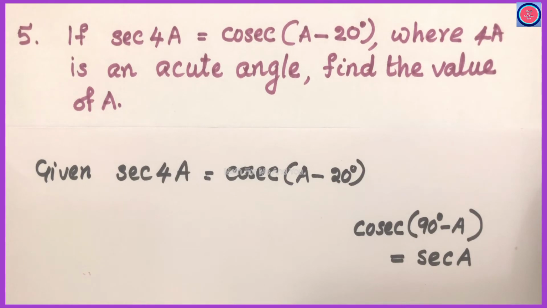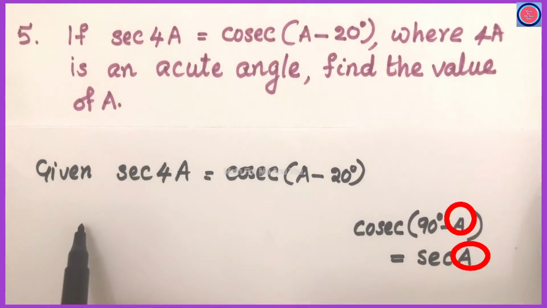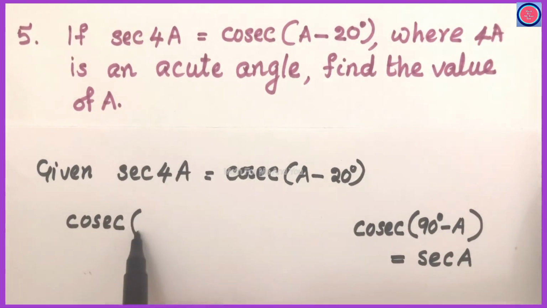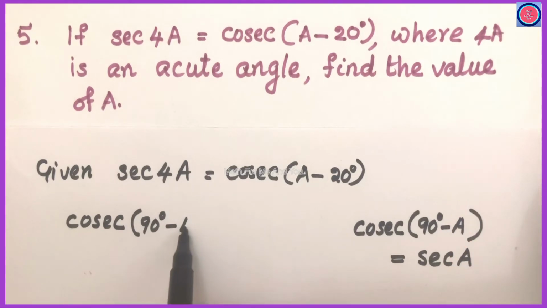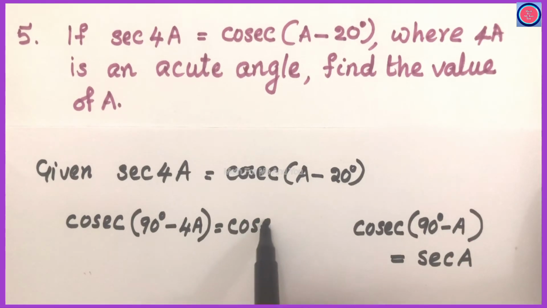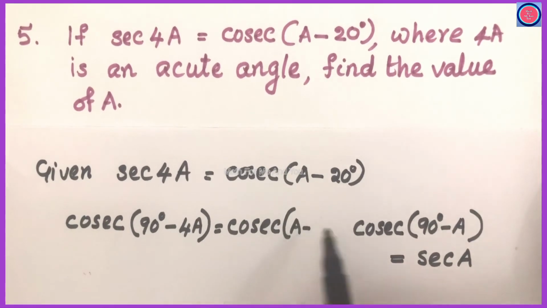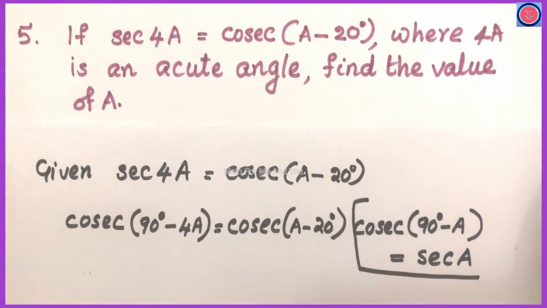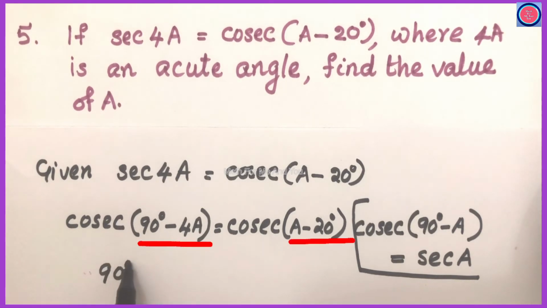I need sec 4a. So I have to write 4a in place of a. So I have to write on the left side cosec (90 degree minus 4a). See, we are going to change sec 4a as cosec (90 degree minus 4a). The right side we will not make any change. It will be the same as it is, cosec (a minus 20 degree). Left side and right side, this equation has the same ratios. That means we can equate the angles now. Left side angle is 90 degree minus 4a. The right side angle is a minus 20 degree.